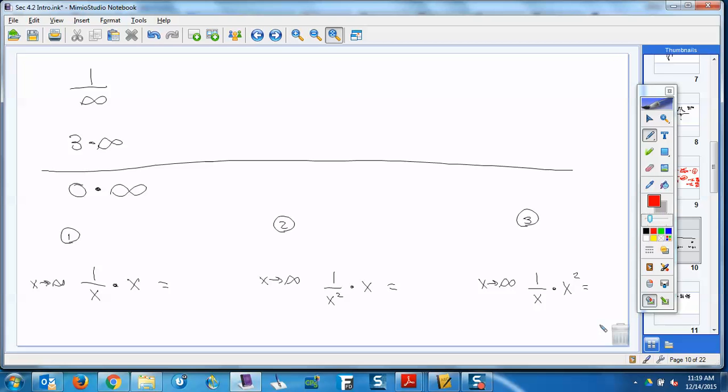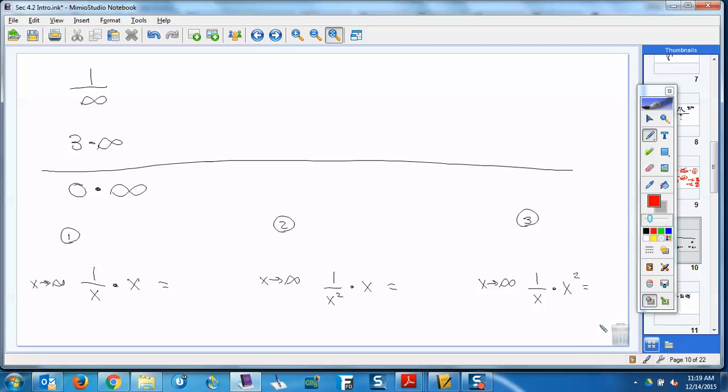Exactly. 0 times infinity can equal something like 2, because what we're really not saying is 0 times infinity, because remember, infinity is not a number. So the usual rules of multiplication don't apply. The rule that says 0 times anything is 0, the anything has to be a number. Infinity is not a number. So here's what 0 times infinity really means.